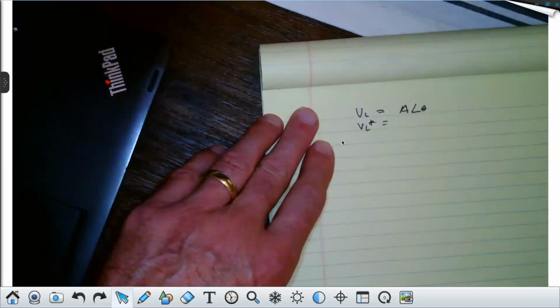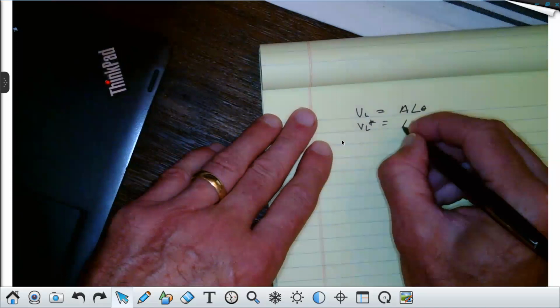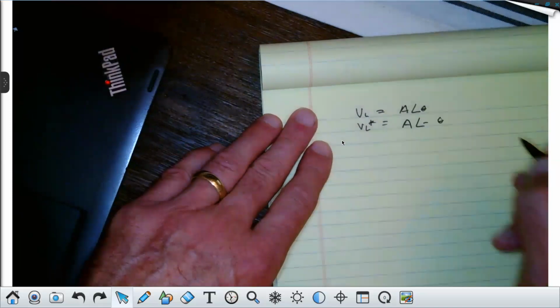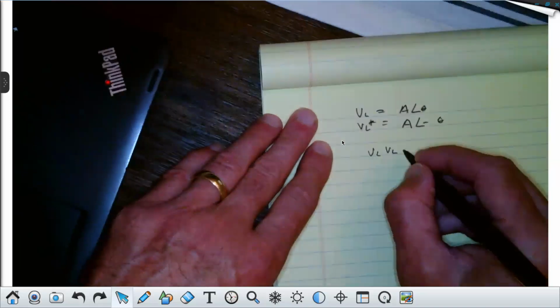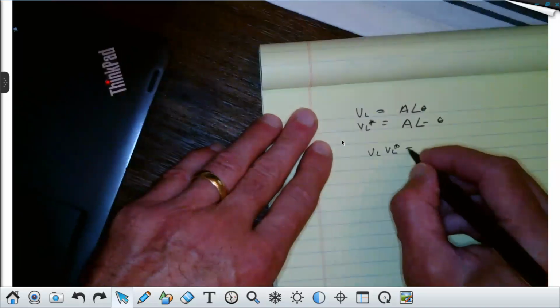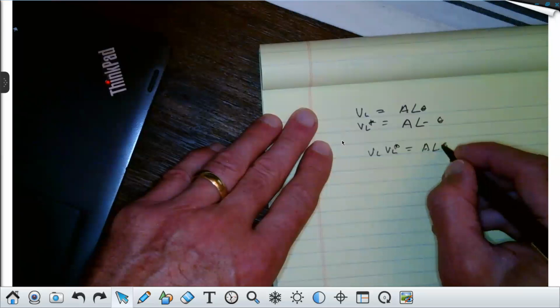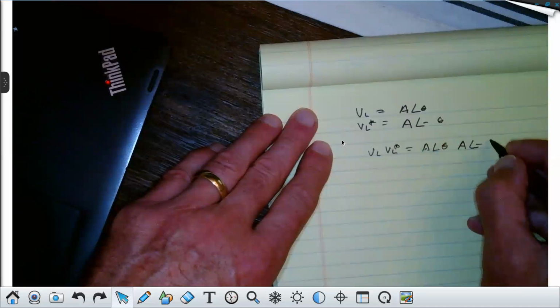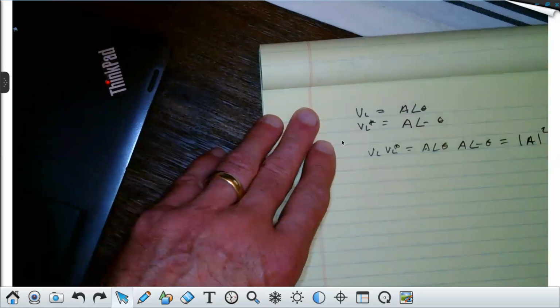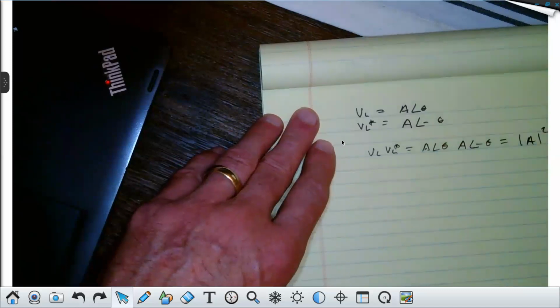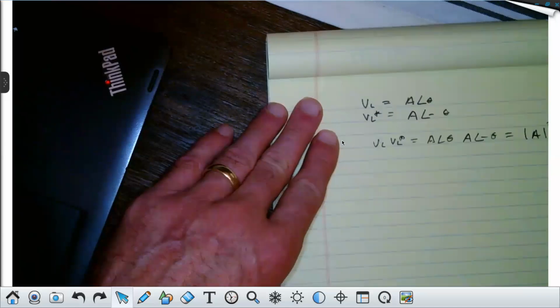What happens when you conjugate something? You make the angle negative. That's it. That's the only thing. A at an angle of minus theta, right? Now, what happens when I have VL times VL conjugate? That would be A at an angle of theta times A at an angle of minus theta, or simply magnitude of A squared. Correct, class? The angle goes away. Are you with me? Please be attentive to this part.